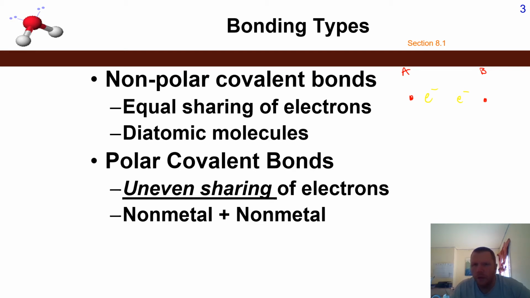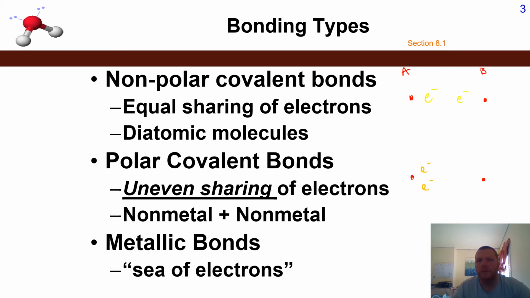Compared to that, a polar covalent bond would look a little bit more like this, where the electrons that make up that bond are closer to one of those given atoms. So that would be an example of an uneven sharing of electrons between two atoms. Now, a metallic bond is a little bit more complicated than that, but think about it as being characterized very simply as a sea of electrons.